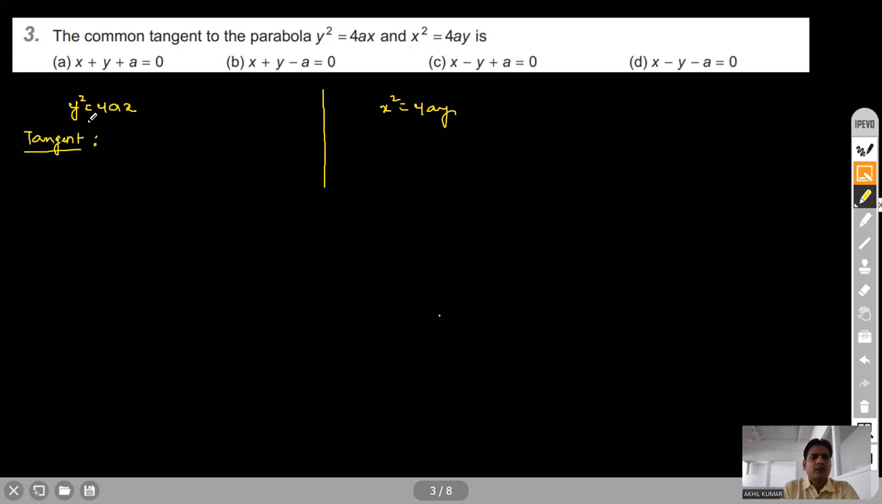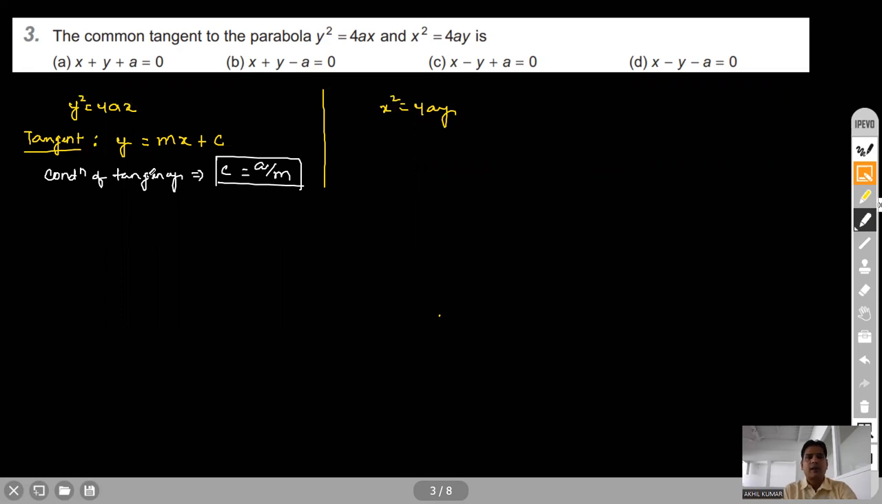What will be the tangent for this parabola in slope form? We will write it in slope form, so basically y is equal to mx plus c. What is the condition of tangency? I'm not going into the derivation since you have already covered this chapter. I hope this is known to you. The condition of tangency is c is equal to a by m. For this line y is equal to mx plus c to be a tangent to this parabola, c must be equal to a by m. So our tangent will be y is equal to mx plus a by m.